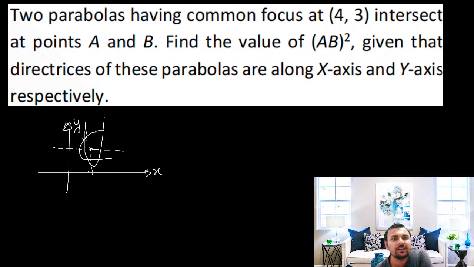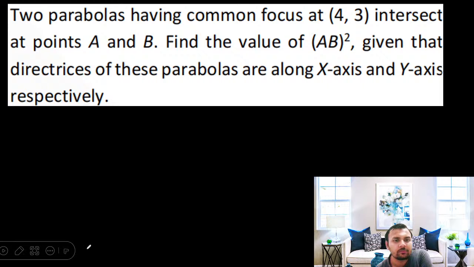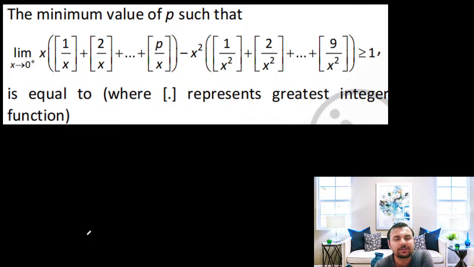This is A, this is B. We'll have to think on this, okay. Before thinking on this, we are moving on from the previous one. Now this question: the minimum value of P such that this and this. So what will happen?